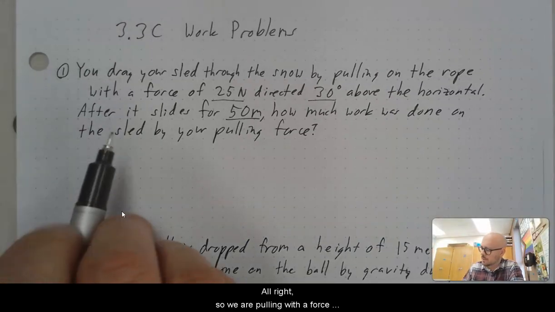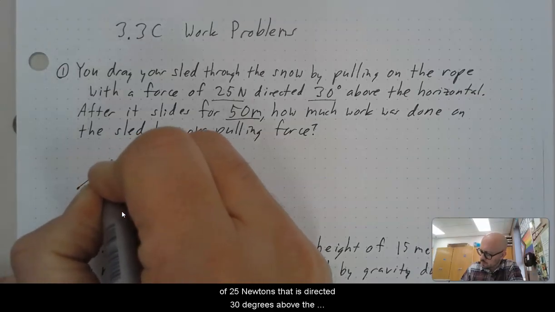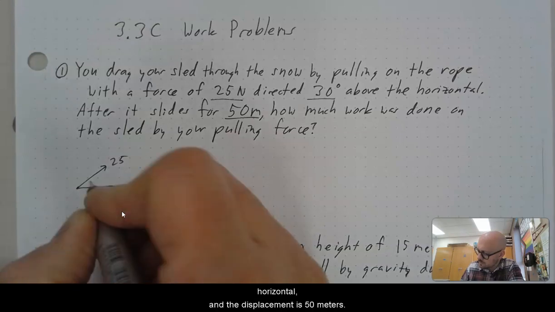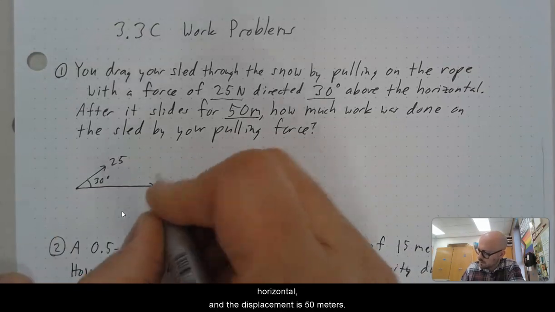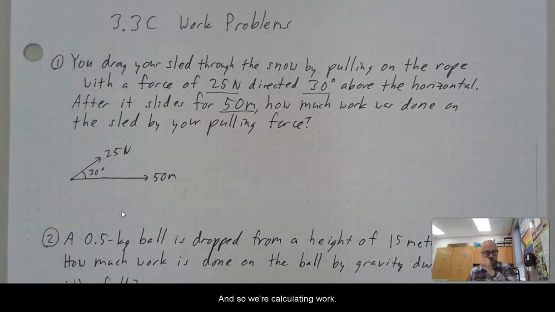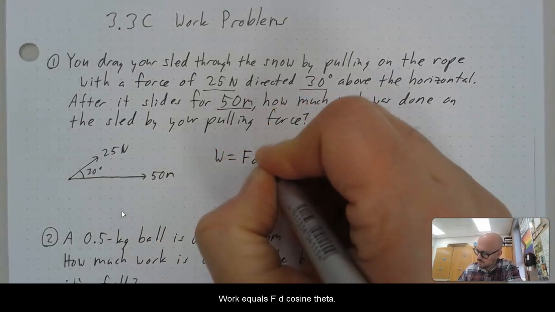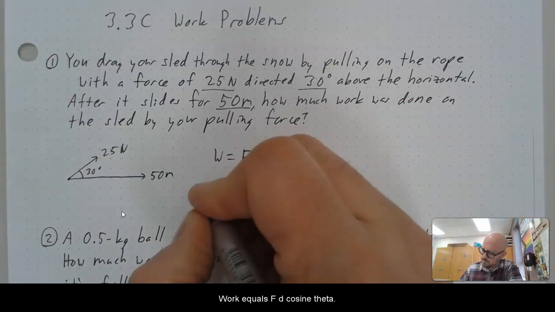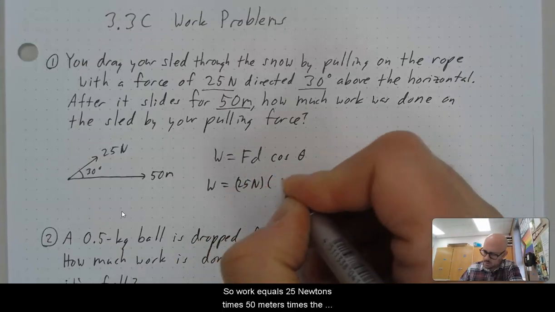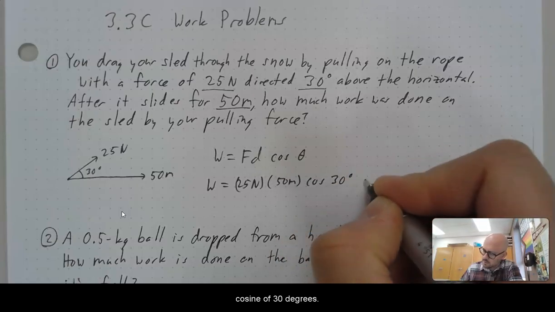All right. So we are pulling with a force of 25 newtons that is directed 30 degrees above the horizontal, and the displacement is 50 meters. And so we're calculating work. This is as simple as that. Work equals FD cosine theta. So work equals 25 newtons times 50 meters times the cosine of 30 degrees.